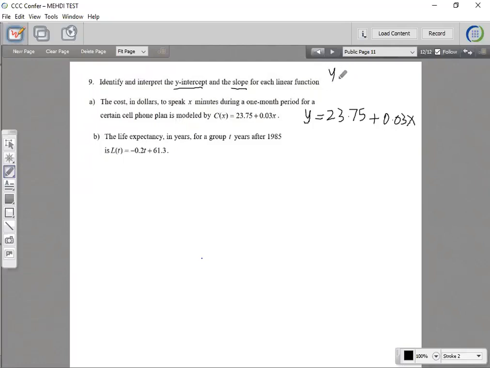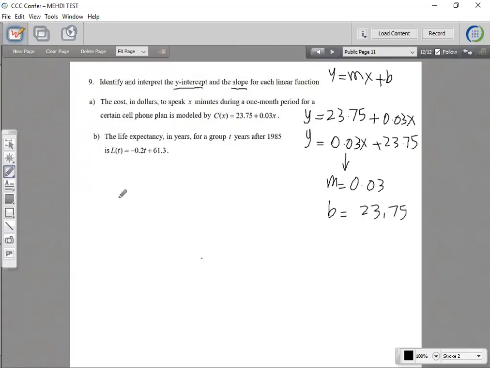Now, in order to find out which one is the y-intercept and which one is the slope, you want to write this as y is equal to mx plus b. If I write it in that form, then the coefficient of x would be my slope, and whatever number is left over would be my y-intercept. So I need to switch this around a little bit. So y is equal to 0.03x plus 23.75. So my slope here for this one would be 0.03, and my y-intercept here is equal to 23.75.